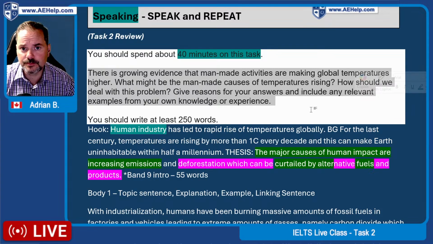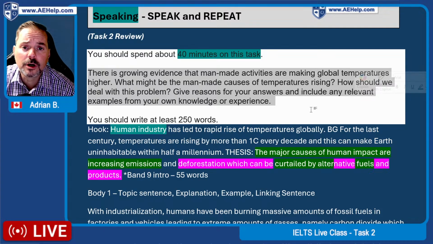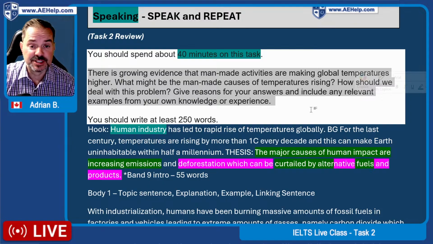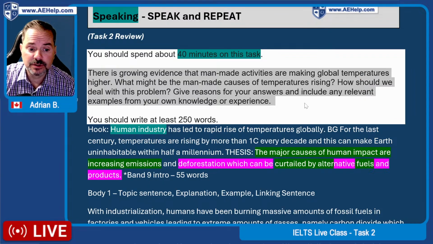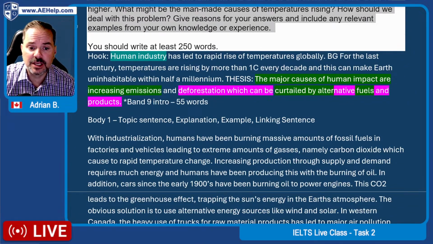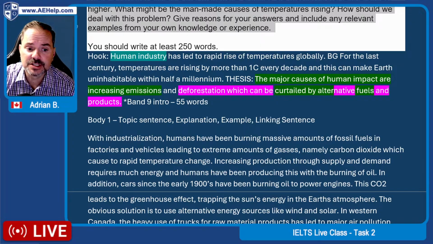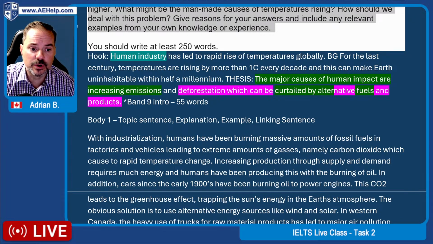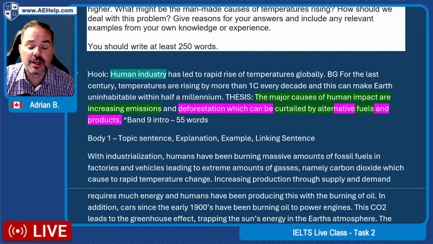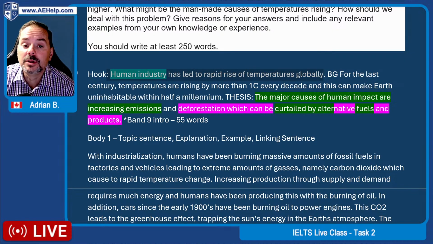So, question is targeting global warming, specifically activities that humans are doing. And here is the essay from yesterday's class. Okay, starting with the introduction, starting with a hook. Human industry has led to rapid rise of temperatures globally.